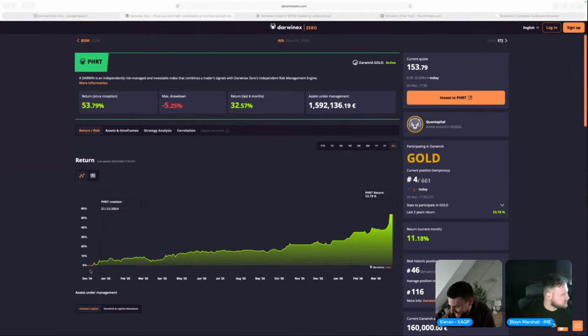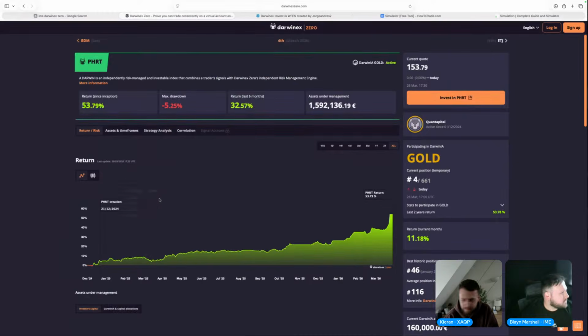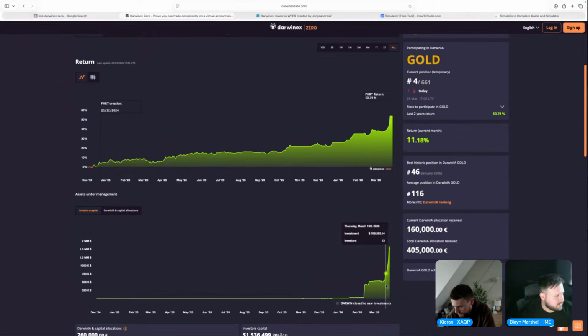95. Oh god. Okay, so Quant Capital. So PHRT, everything is looking really, really good so far. 54% return technically, with just less than 6%, near 5% drawdown. That is really, really good. You can see that your assets have jumped up massively just since this whole month, basically.